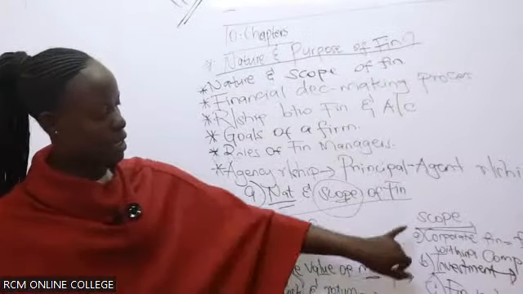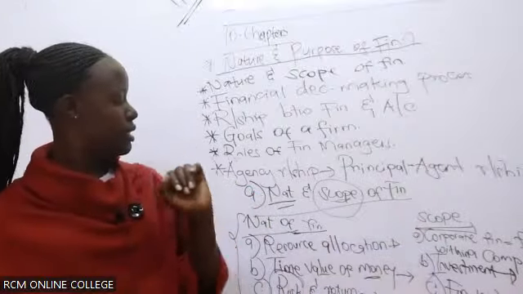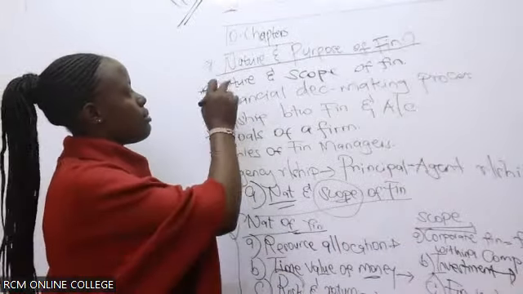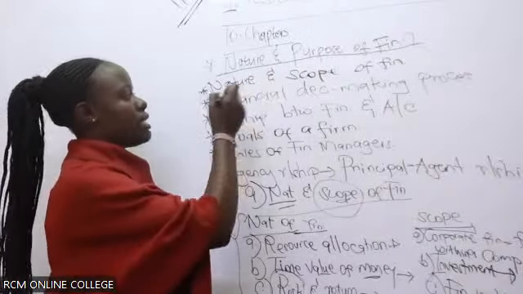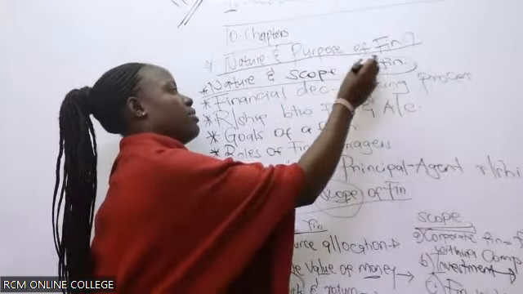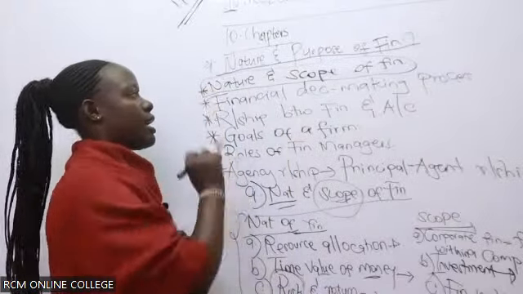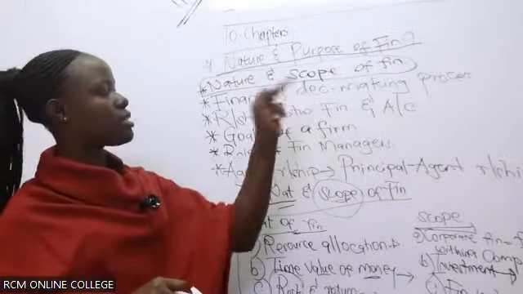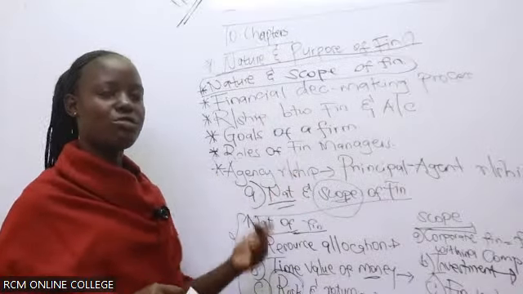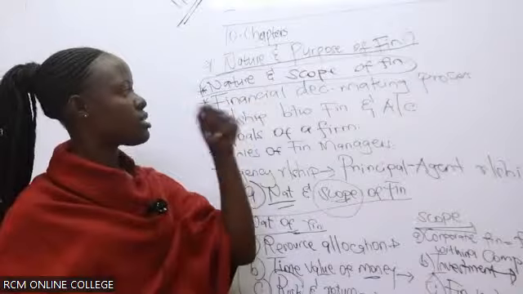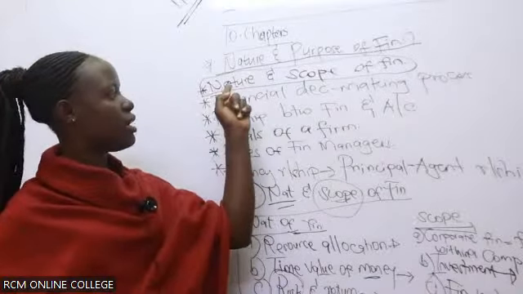I guess that's what we can look at on the scope and nature of finance. The first subtopic under nature and purpose of finance, you're supposed to understand nature and scope of finance. And I guess you've already handled that part, where we've said on nature, we can look at resource allocation, time value of money, and risk and return. Those are the nature of finance.